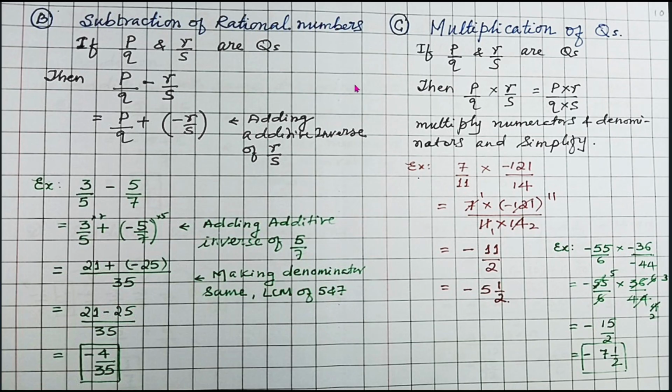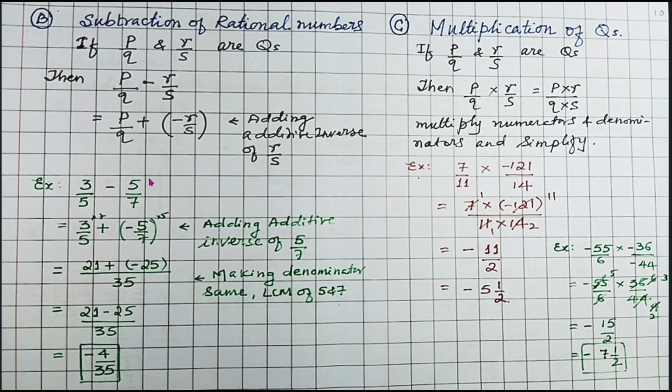Subtraction of rational numbers is again a very simple procedure. Supposing we have p by q, one rational number, and r by s, another rational number. To subtract, take p by q and the additive inverse of r by s, that is minus r by s, then add. The procedure of addition is followed and we get the subtraction of rational numbers. So subtraction of rational numbers is nothing but addition of the additive inverse of the subtrahend, that is adding the additive inverse of r by s.